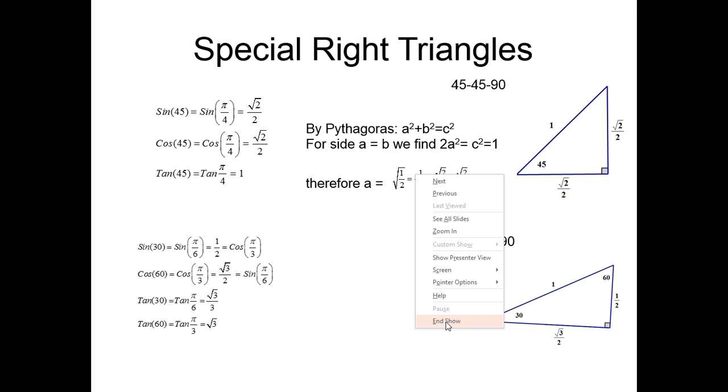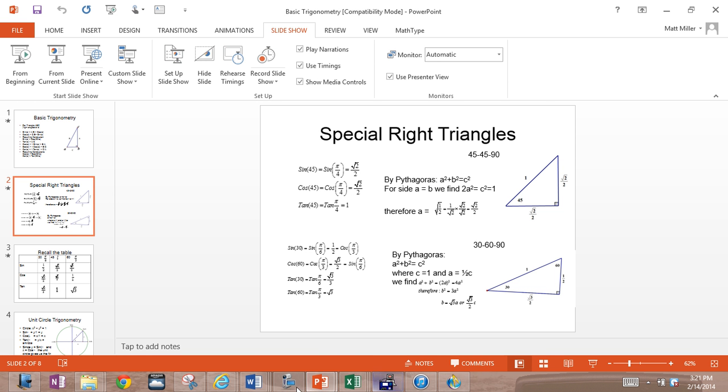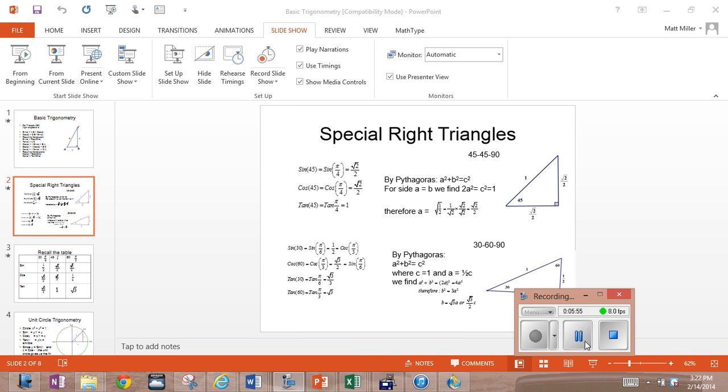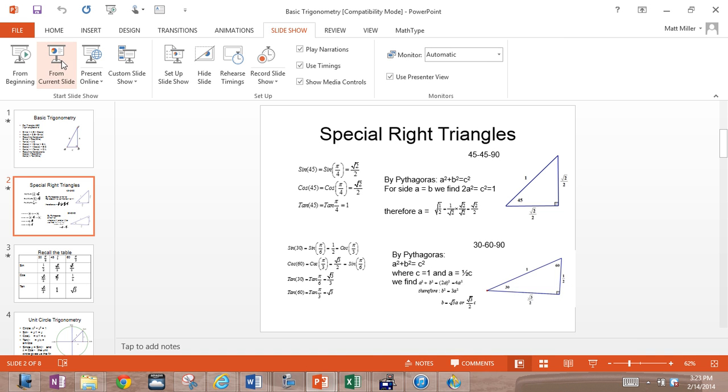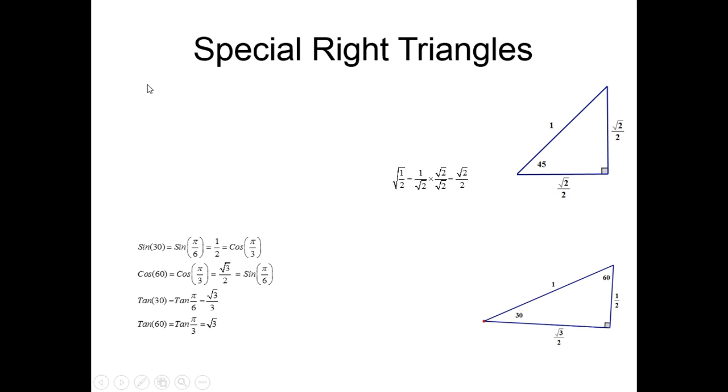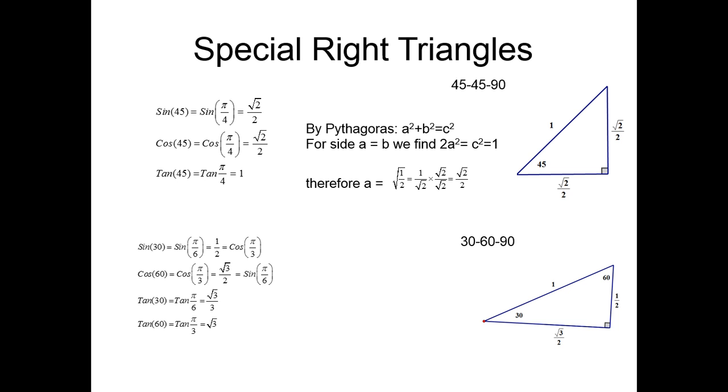Okay, I'm going to pause here for a minute again while we think about that. Okay, and we're back, and we're going to resume again now with the discussion of the 30, 60, 90 triangle.